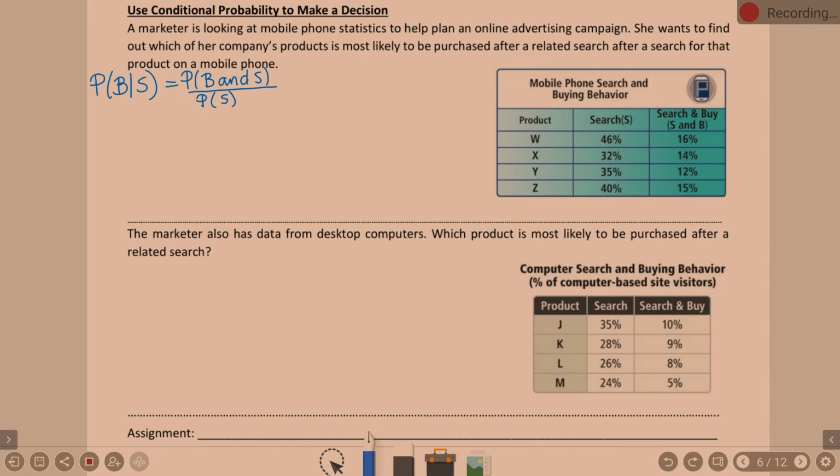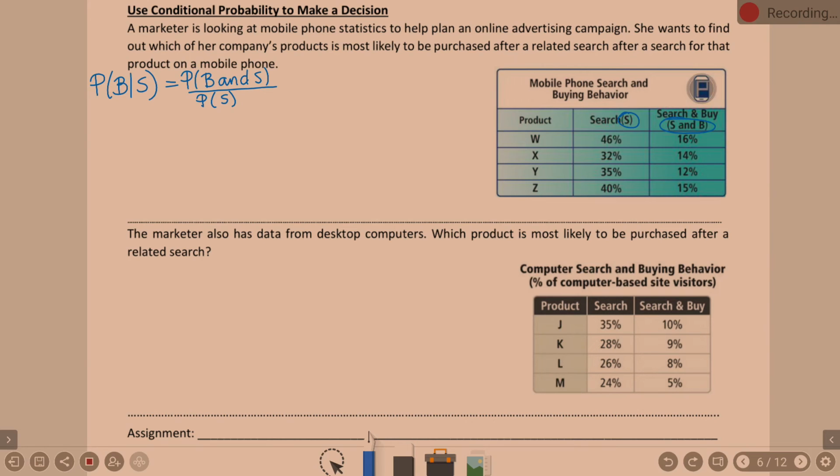What do we have in our two columns? We have search, and search and buy. Do we have the pieces we need for that formula? I reckon we do. So basically, we can set up probability of B and S divided by probability of S on each of these four products, grab the calculators, and do the math. Is that a little bit easier than last set? Maybe a lot easier?